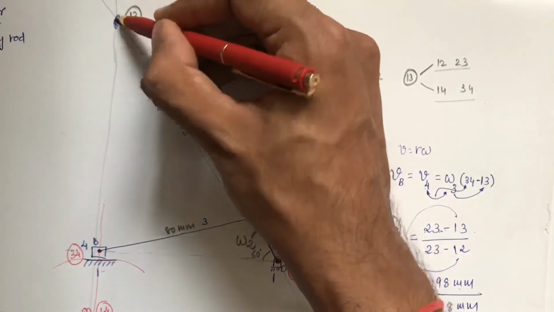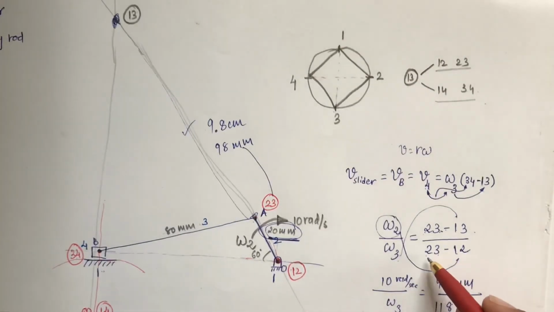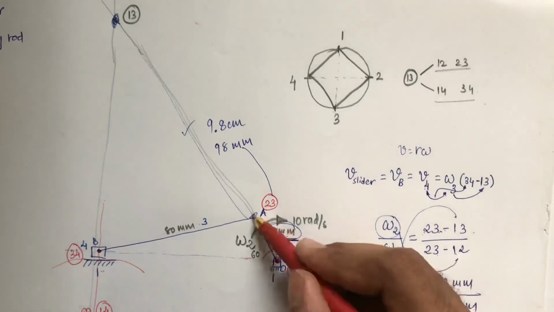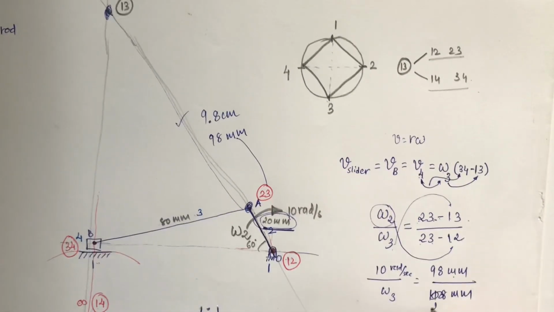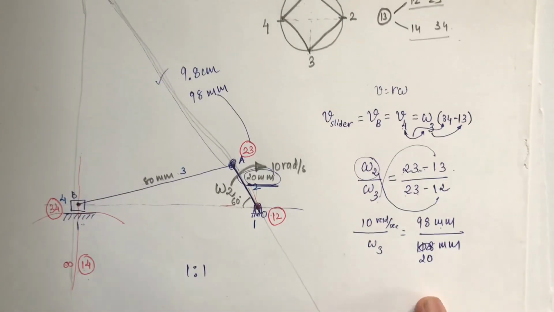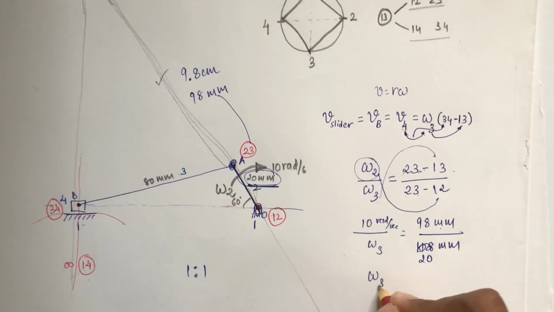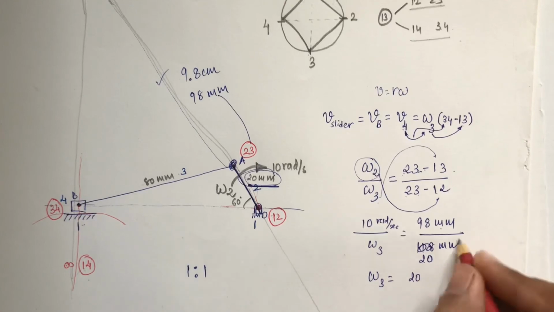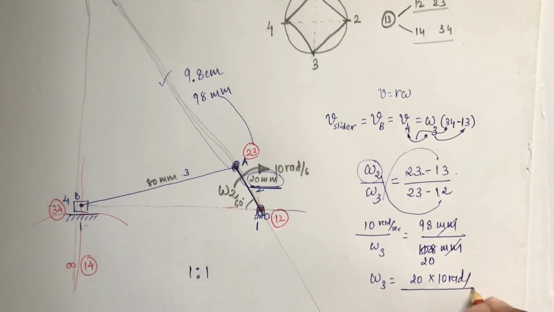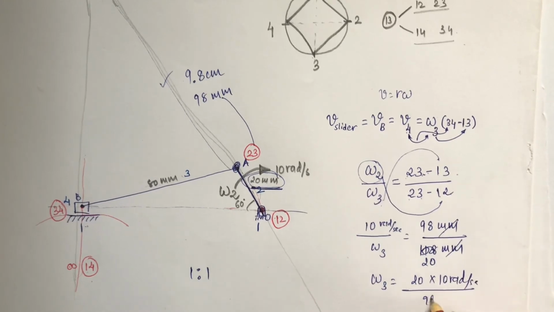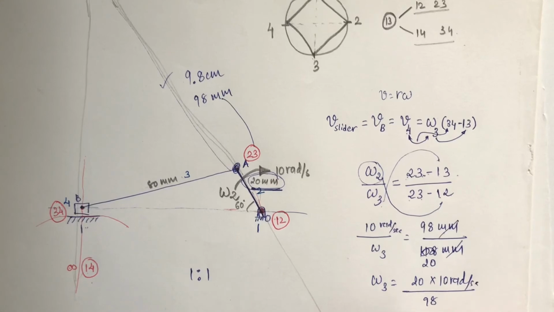And 2 3 to 1 2, yes, here it is directly given as 20 mm. So consider 20 mm. Now we will identify omega 3, that is 20. This millimeter will cancel, multiply by 10 radian per second and divide by 98. So ultimately you have the answer for omega 3 in terms of radian per second.